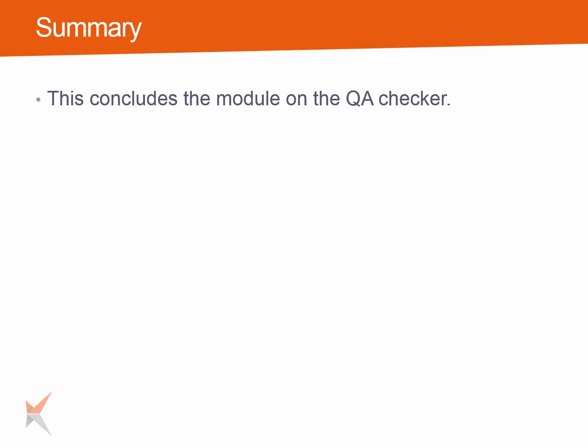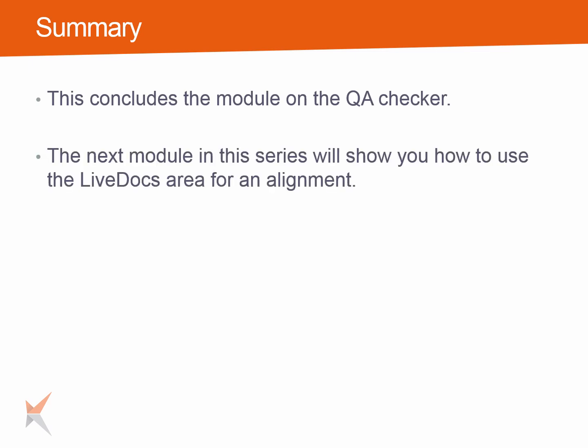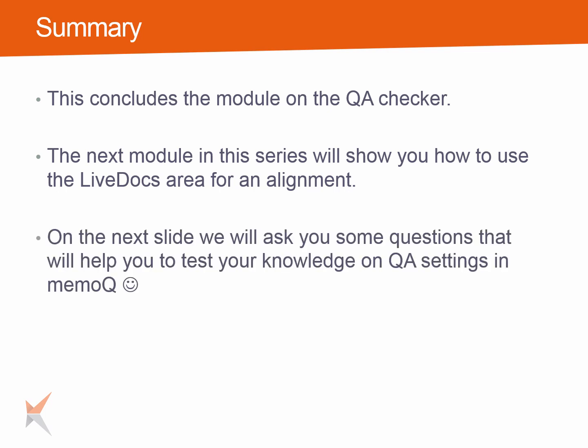This concludes the module on the QA checker. The next module in this series will show you how to do an alignment and how to use the alignment results during translation. On the next slide, we will ask you some questions that will help you to test your knowledge on QA settings in memoQ.